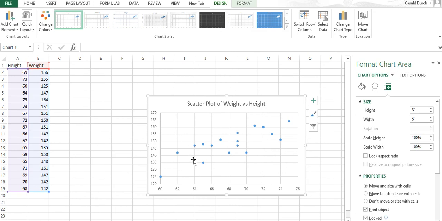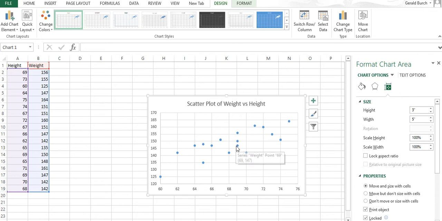That's a scatter plot, and the scatter plot's supposed to let your eye look at this cloud and say, is there something in this cloud that makes sense to us? And it looks to me like the taller you are, the more you probably weigh. So there's a relationship there. A scatter plot's not supposed to do anything other than give you the picture.